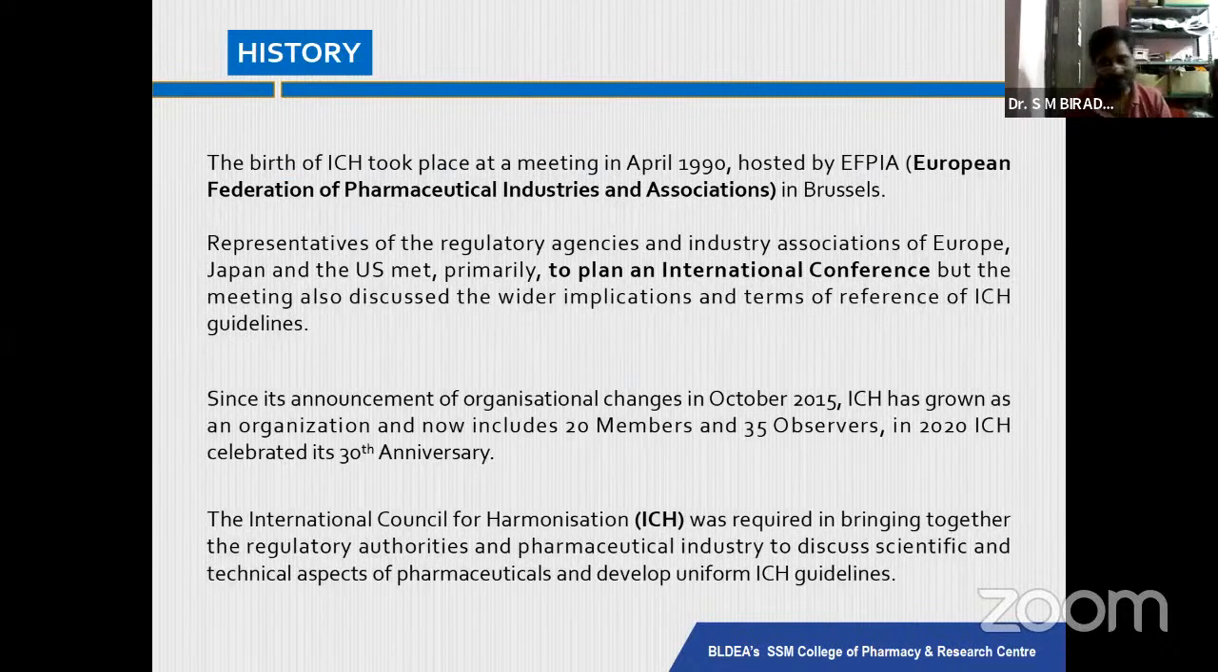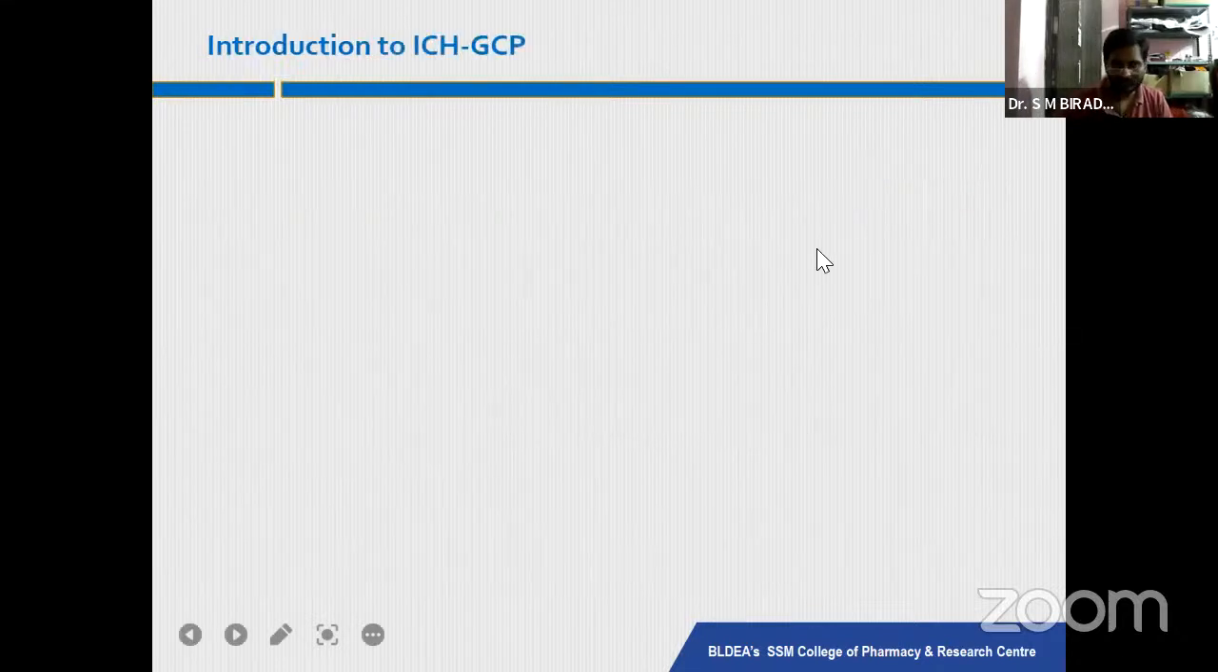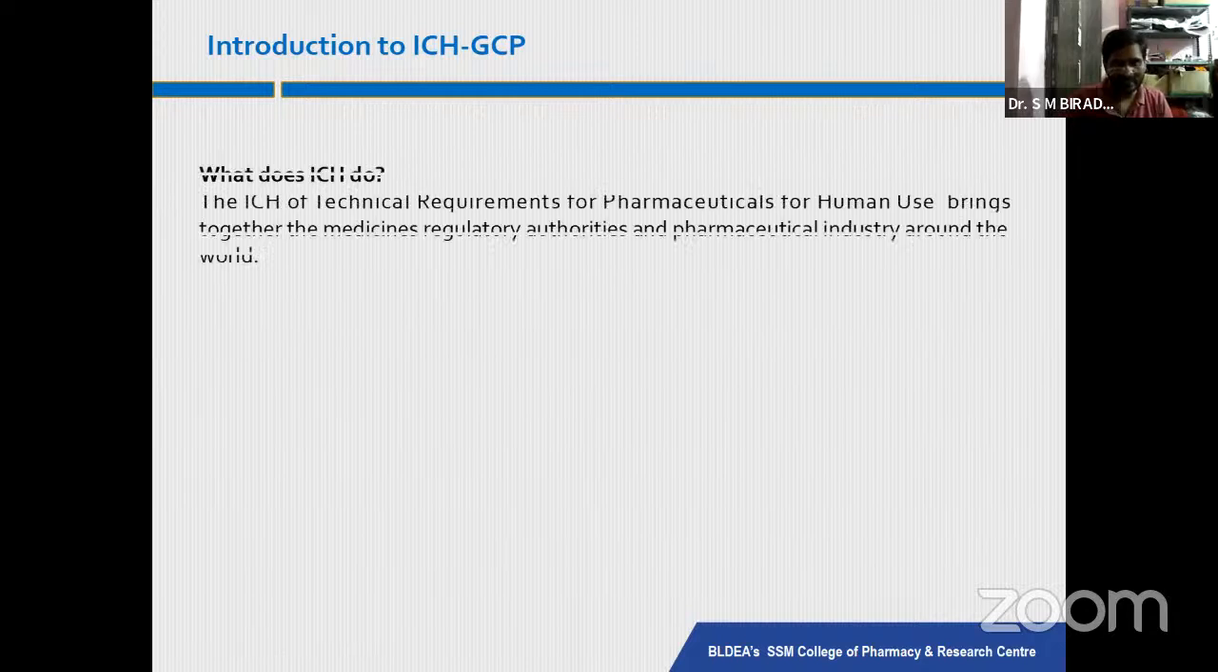So these are the advantages of using the product interchangeably. With this intention, the ICH and GCP guidelines were framed. Basically, we'll discuss what the requirement for all those things was. So what does ICH do? That is the International Council for Harmonization.